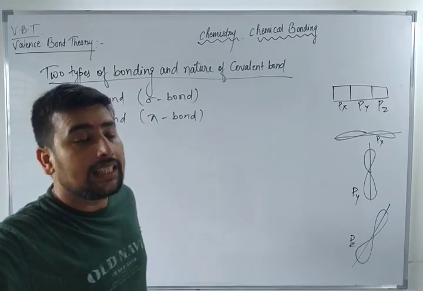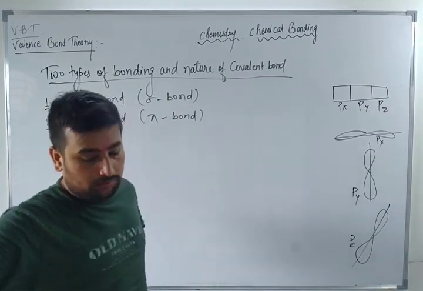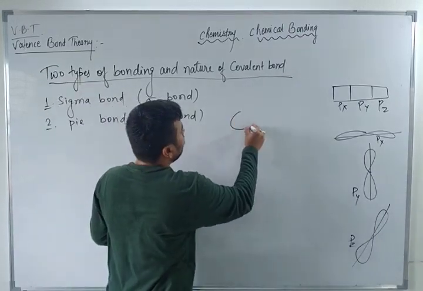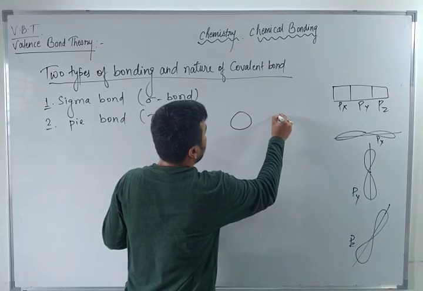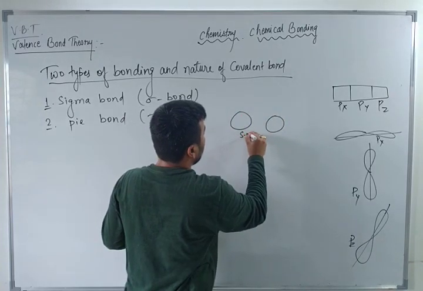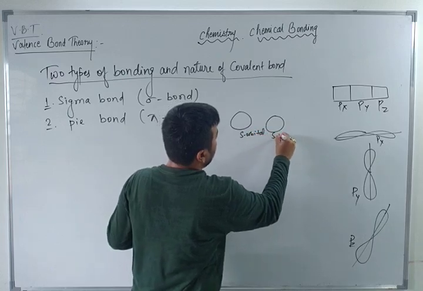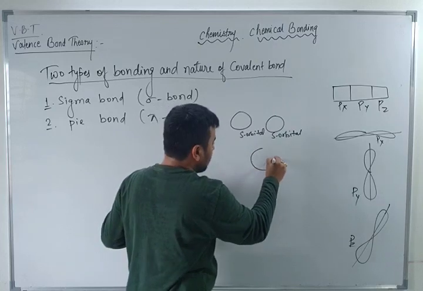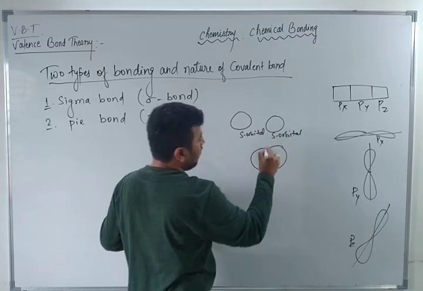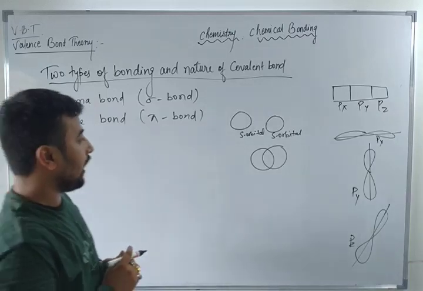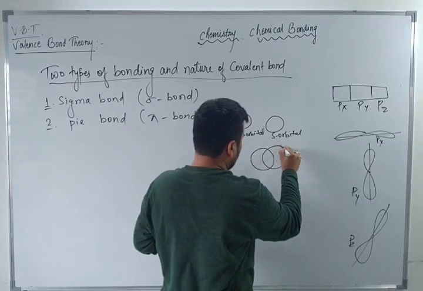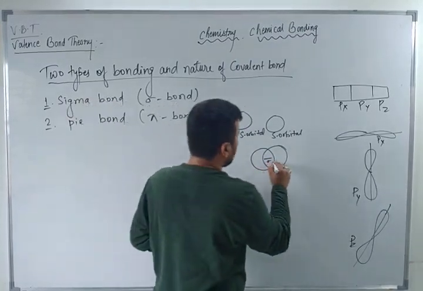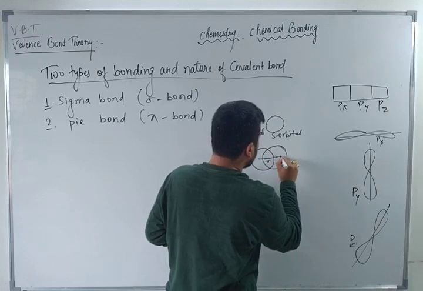When the two atomic orbitals overlap along the symmetrical axis, the same axis. For example, suppose this is an s orbital and this other one is also an s orbital. When these two s orbitals overlap, they are both on the symmetrical axis. So s-s overlapping will give you the formation of sigma bond.